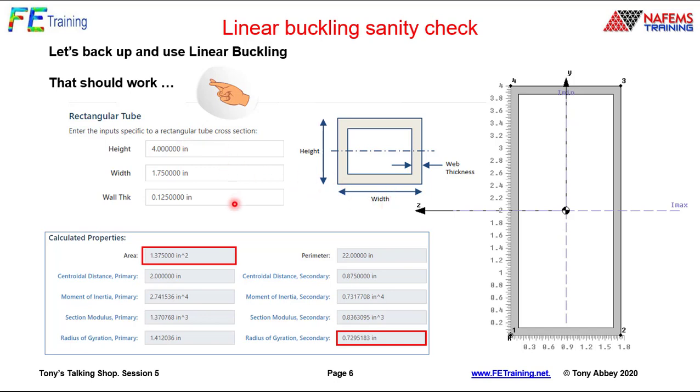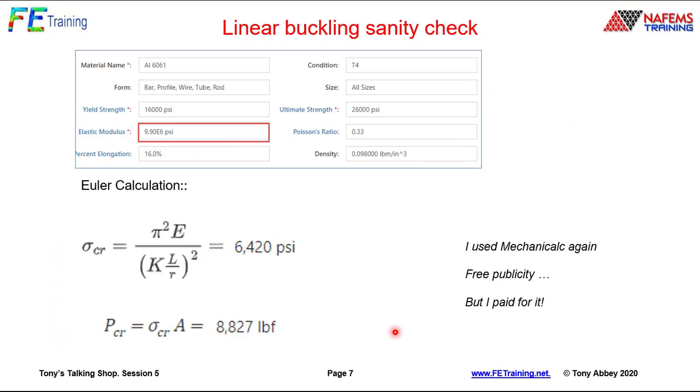Here are the dimensions. The key thing for me is the cross-sectional area, and this is the radius of gyration calculated by this particular app. Armed with that, I've got an elastic modulus. It's aluminium, very close to 1e7 pounds per square inch. And this is the Euler calculation. It's split into two here: calculating the stress and then calculating the critical load.